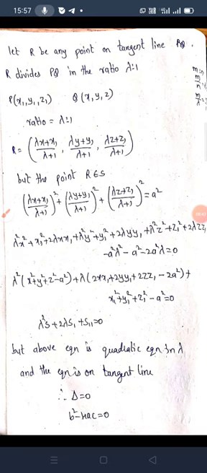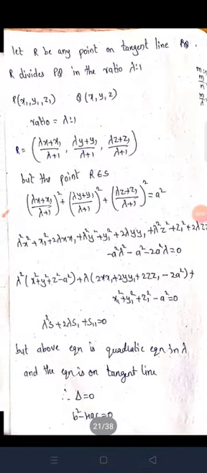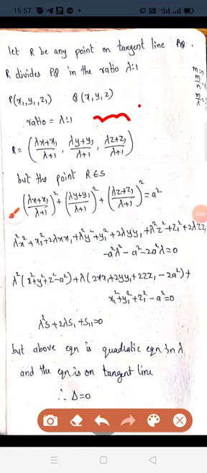Right? What is the formula? The ratio formula: (mx2 plus nx1) by (m plus n), and (my2 plus ny1) by (m plus n), comma (mz2 plus nz1) by (m plus n). In the same manner, with m is to n as lambda is to 1, m plus n is nothing but lambda plus 1. Therefore, we get (lambda x plus x1) by (lambda plus 1), comma (lambda y plus y1) by (lambda plus 1), comma (lambda z plus z1) by (lambda plus 1), which is the point R which divides the tangent line in the ratio lambda is to 1.